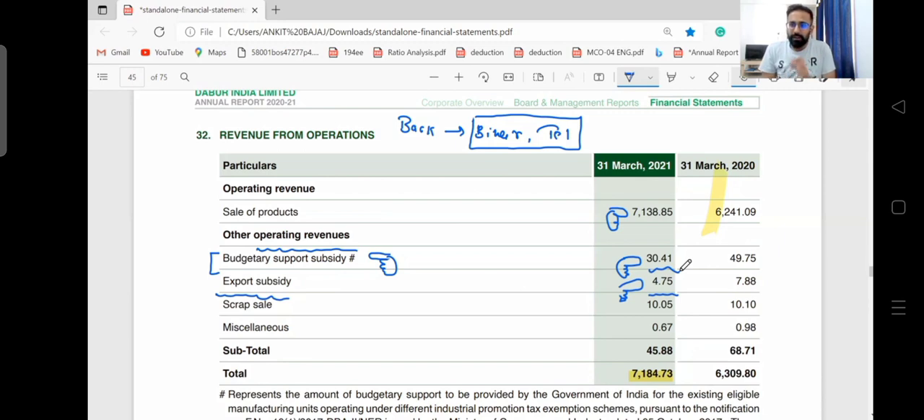So here, whatever remuneration or compensation you are receiving from the government on behalf of some manufacturing subsidy or on behalf of export, that will be shown here, right? After that, you can see scrap sale, right?